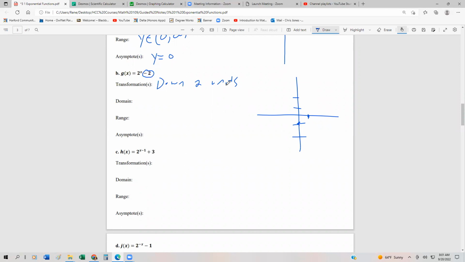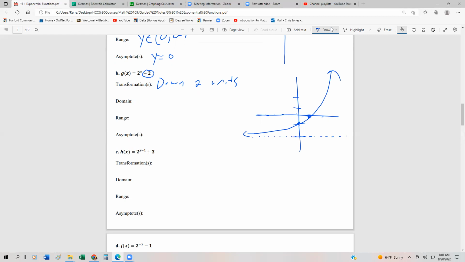Now, we're also moving the asymptote, which is usually y equals 0. We're just moving that down 2 units as well. All right, so just imagine that this is our horizontal asymptote at this point. And so the function is going to look something like this. I'm going to blow that up, and I apologize, I'm just drawing that free form.